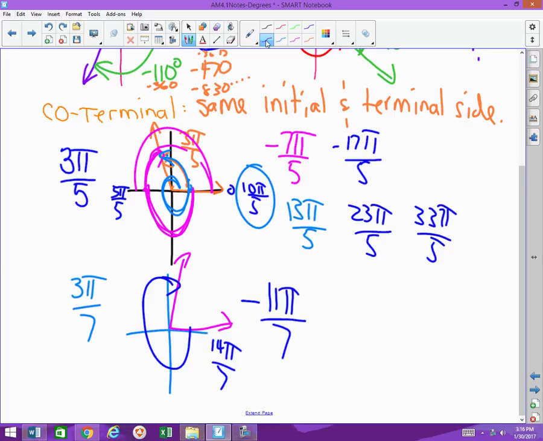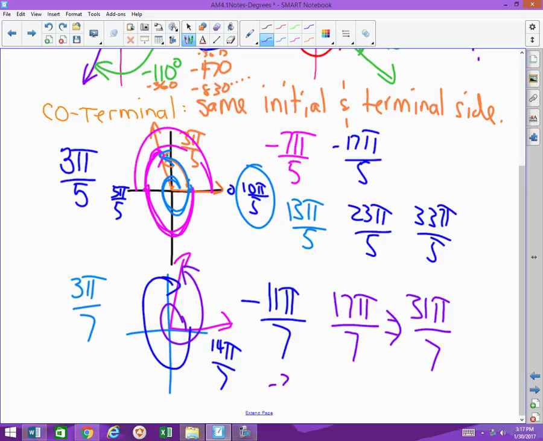Positive angle would be this one that starts here and goes all the way around to there. So it's 14 all the way around plus 3 more, so 17 pi over 7. And then we'd have to add, so another one would be 31 pi over 7. And another negative angle would be a negative 25 pi over 7.